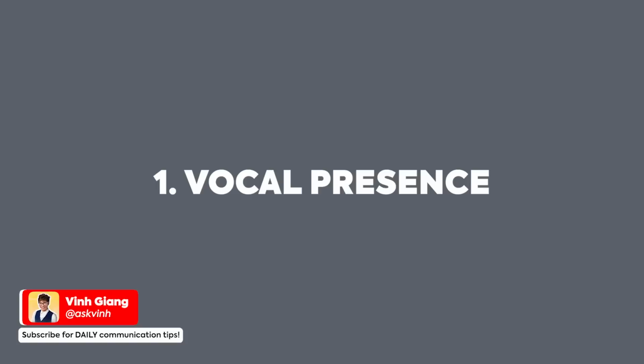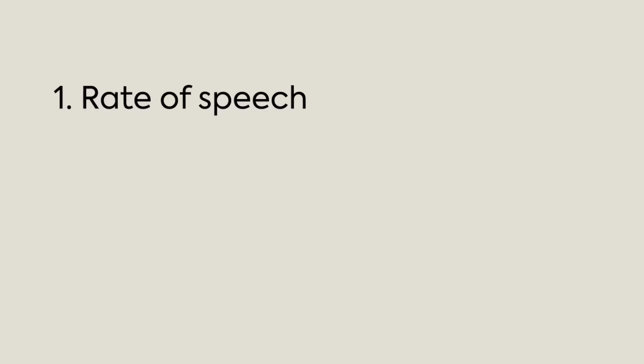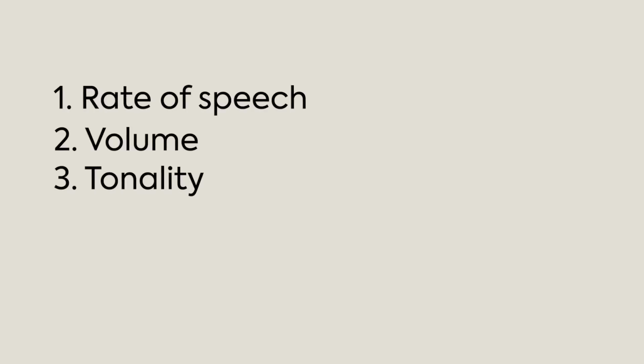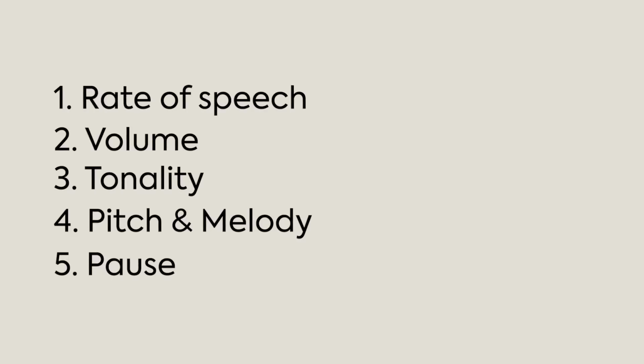And the two forms of presence that exist, number one, vocal presence. So vocal presence is based on how you use your voice. And there are 5 key foundations on how you can use your voice. You've got rate of speech, you've got volume, you've got tonality, you've got pitch and melody, and you've got the pause. These are the critical foundations when it comes to how you can use your voice.